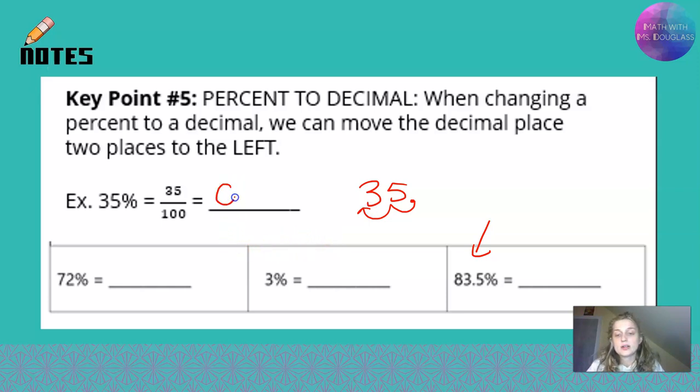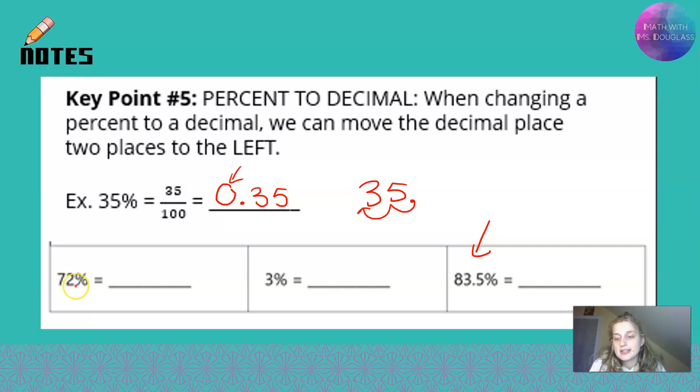Now, I strongly recommend that you put in your leading 0 when you write a decimal, because I will give you some problems that are more than 100% and they will have whole numbers there. So it helps you to really recognize which ones are more than 100% and which ones are less. So keep your 0 there if you can.